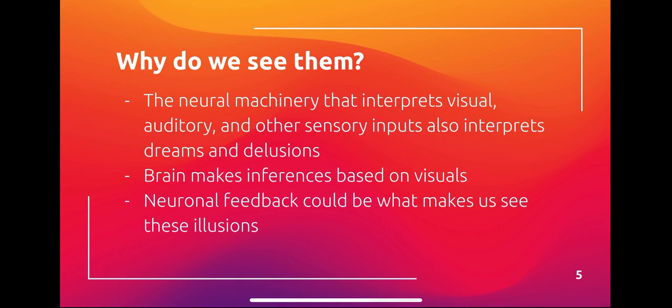So now we're gonna talk about why we saw all those optical illusions. The neural machinery that interprets visual, auditory, and other sensory inputs also interprets dreams and delusions. So in other words, the real and imagined come from the same place in the brain. And the brain makes inferences based on what you see. Now this is still being studied, but it's thought that neuronal feedback could be what makes us see these illusions.